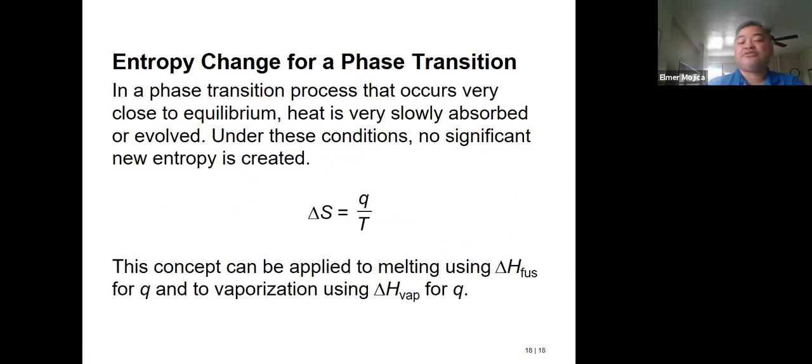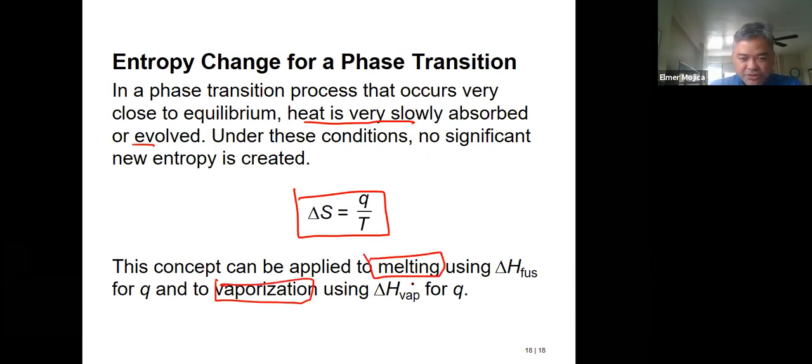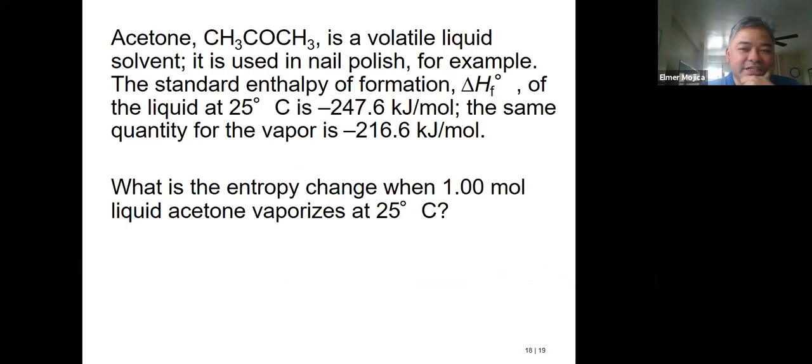So if you're going to look at entropy for a phase transition, usually the system is this. In a phase transition process that occurs very close to equilibrium, heat is very slowly absorbed or evolved. Under these conditions, no significant new entropy is created. And this is the concept that you can apply for melting or for vaporization, where you use the heat of fusion or heat of vaporization as the heat. And we can also look at the entropy change like this one.